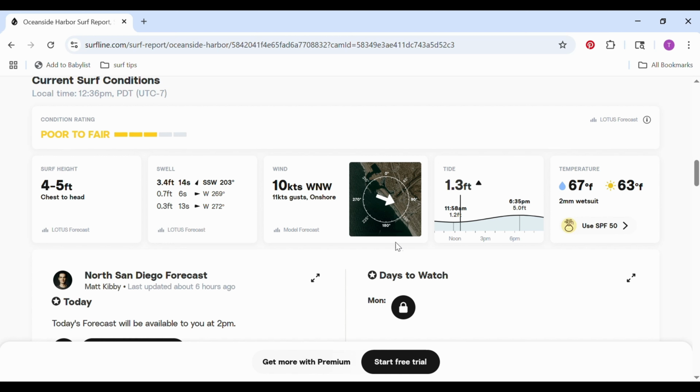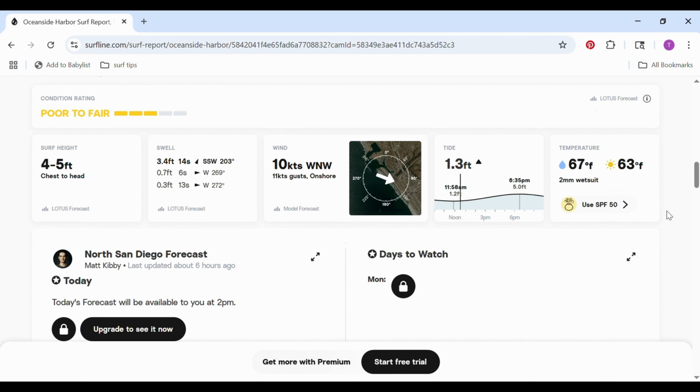They have this little snapshot that you can see the direction of the wind, what direction is blowing on or off the beach. You can also see what the water temperature is and what kind of wetsuit they're recommending that you wear based off the water temperature. If we continue to scroll down, we can see the forecast for the next 10 days.